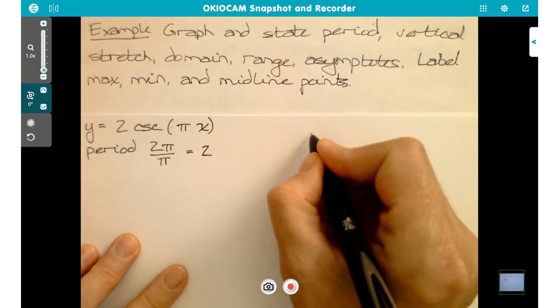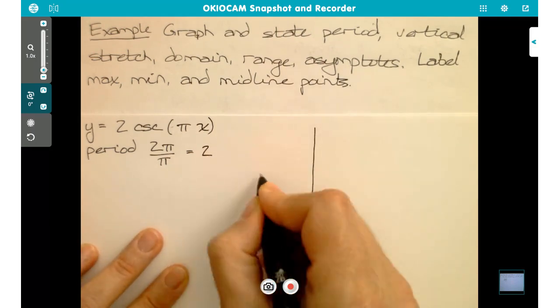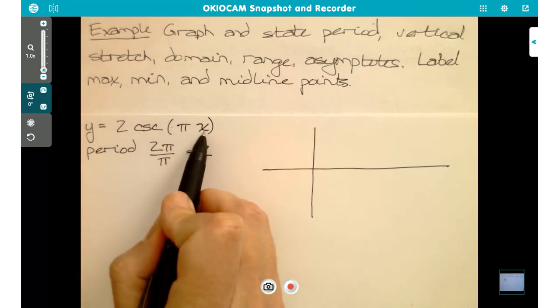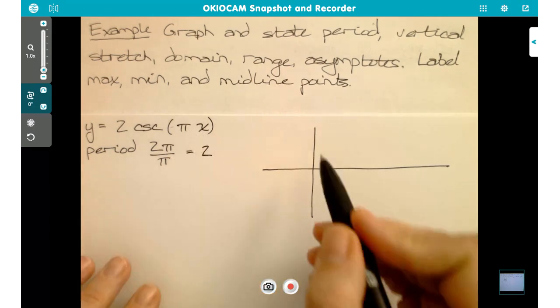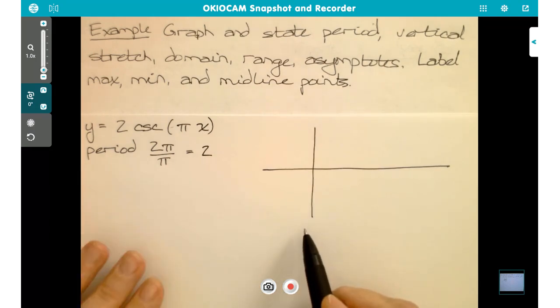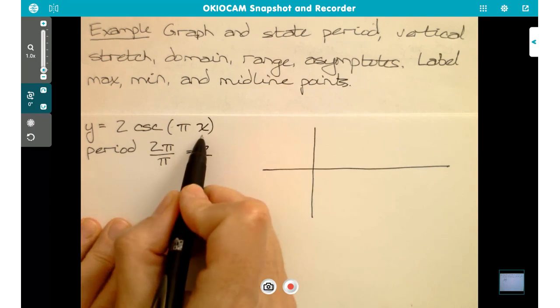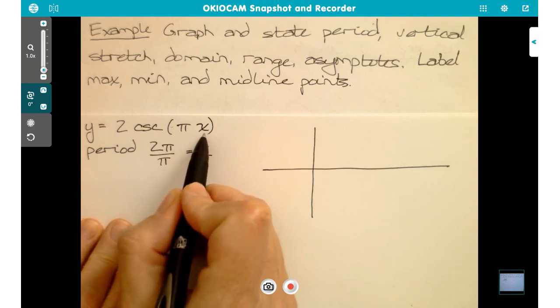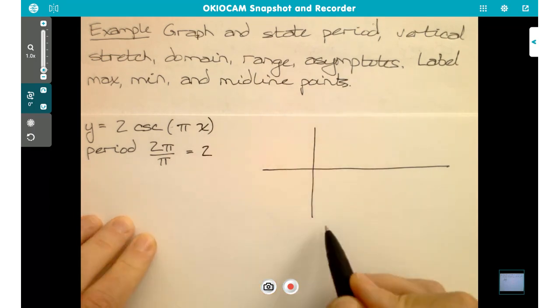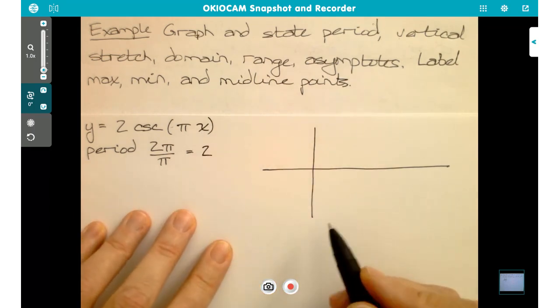Well, I'm going to start from there. Let's get a graph going here. I don't have a phase shift. I'm not moving left or right, so I know that the y-axis is an asymptote. Cosecant of 0 is undefined, so I'm going to have an asymptote on the y-axis.